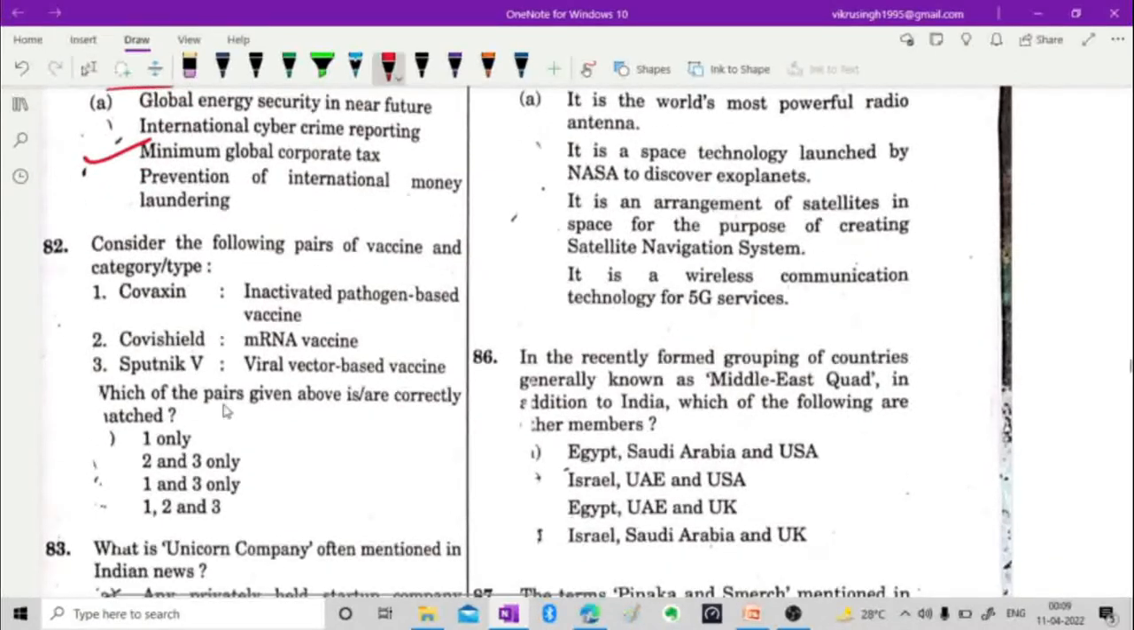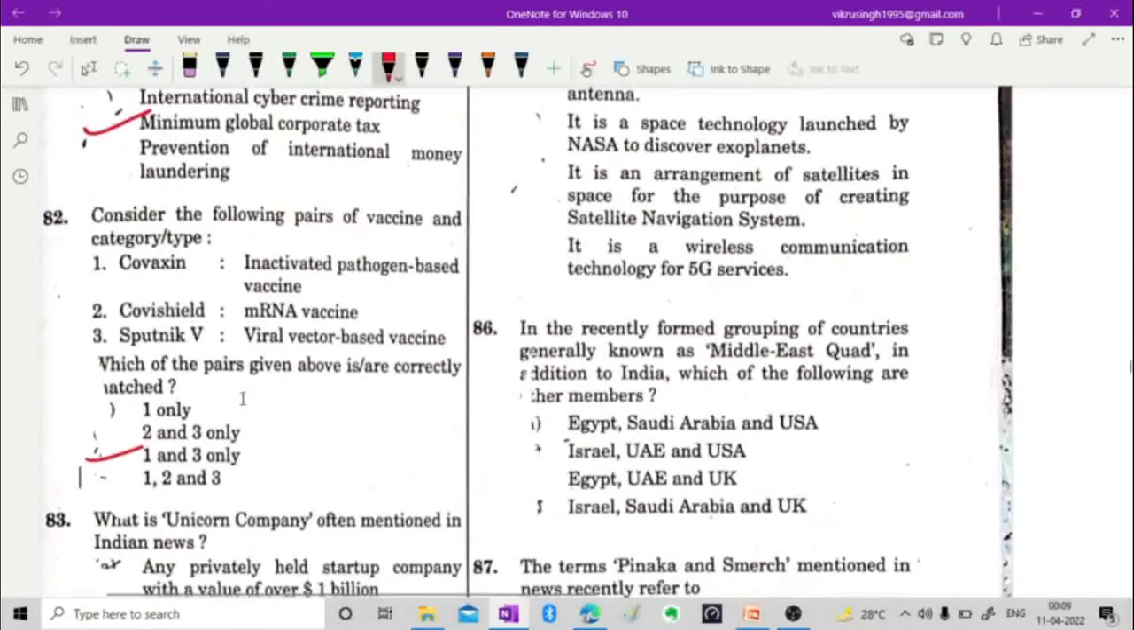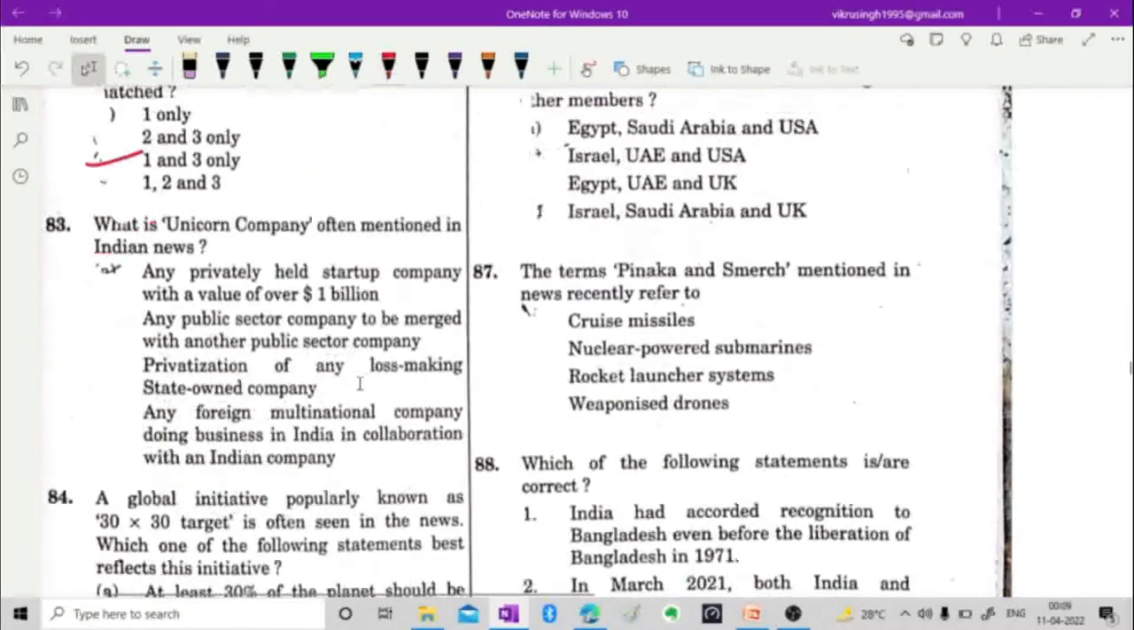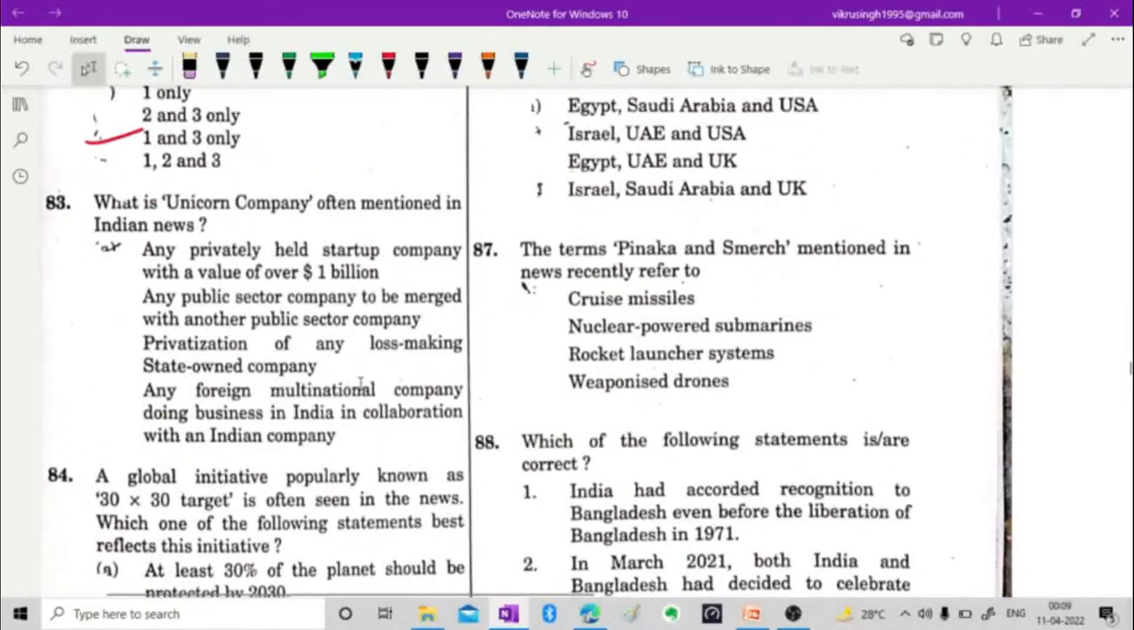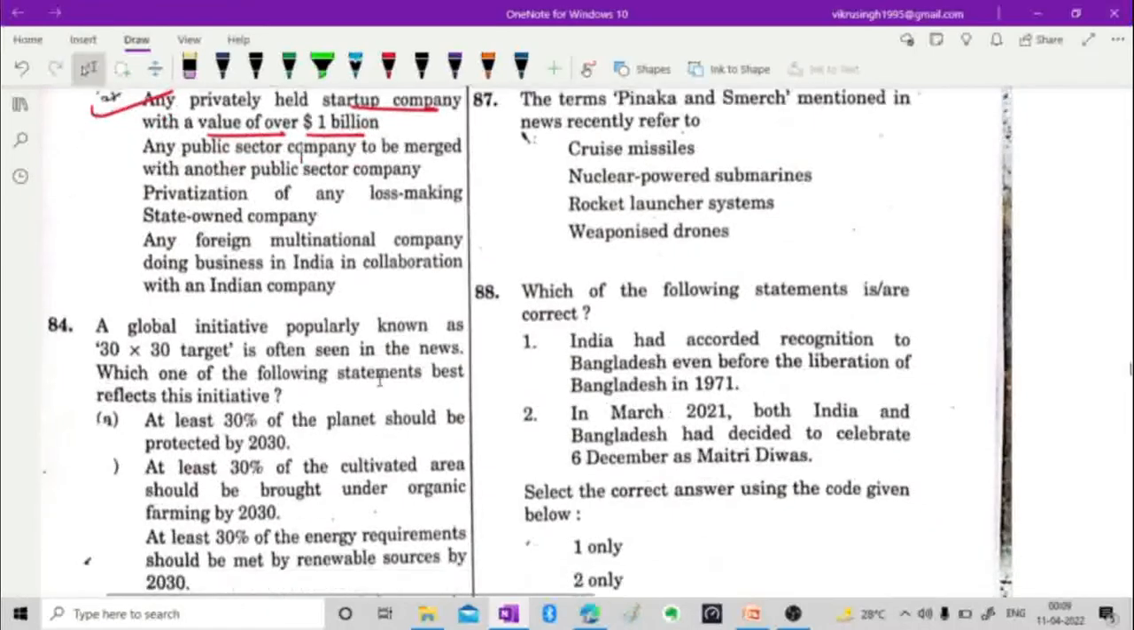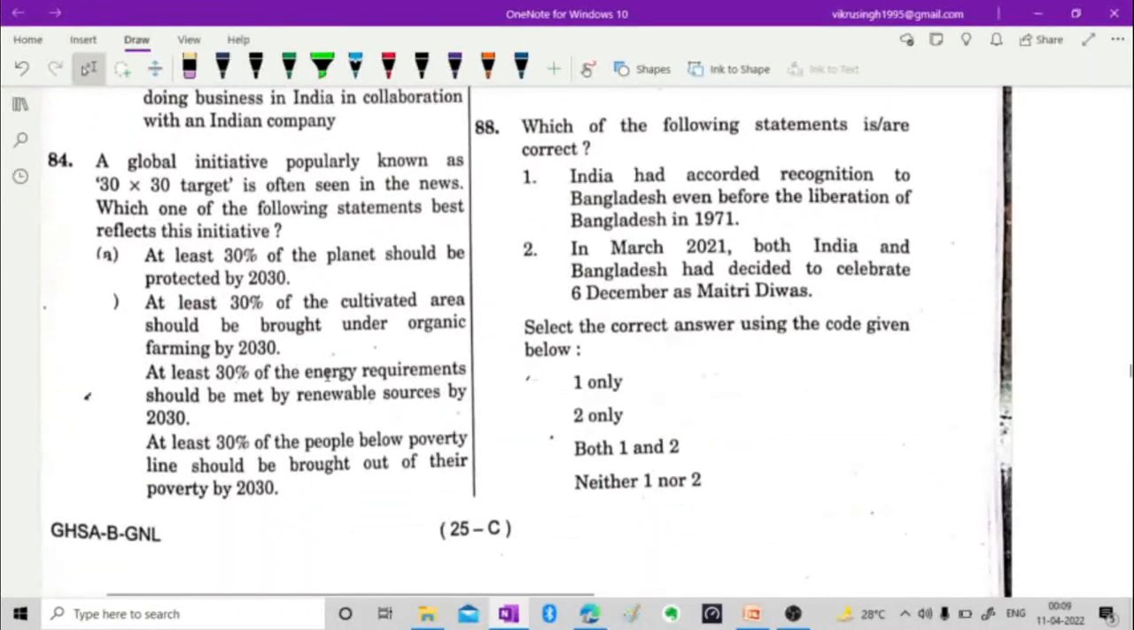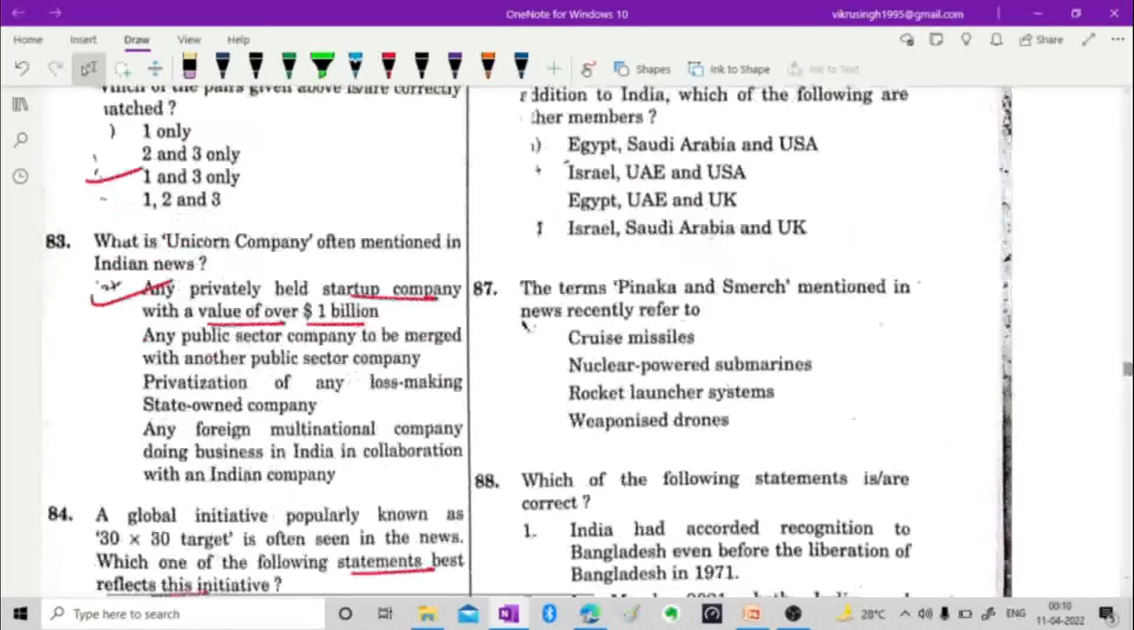Question number 82 was on vaccines, so the option is 1 and 3. Which unicorn company is often mentioned? It was also in the news. A unicorn company is any privately held startup company with a value of over $1 billion. A global initiative popularly known as the 30 into 30 target is often seen in news. These are all current questions. What is this? At least 30% of the planet should be protected by 2030. So this is the aim.